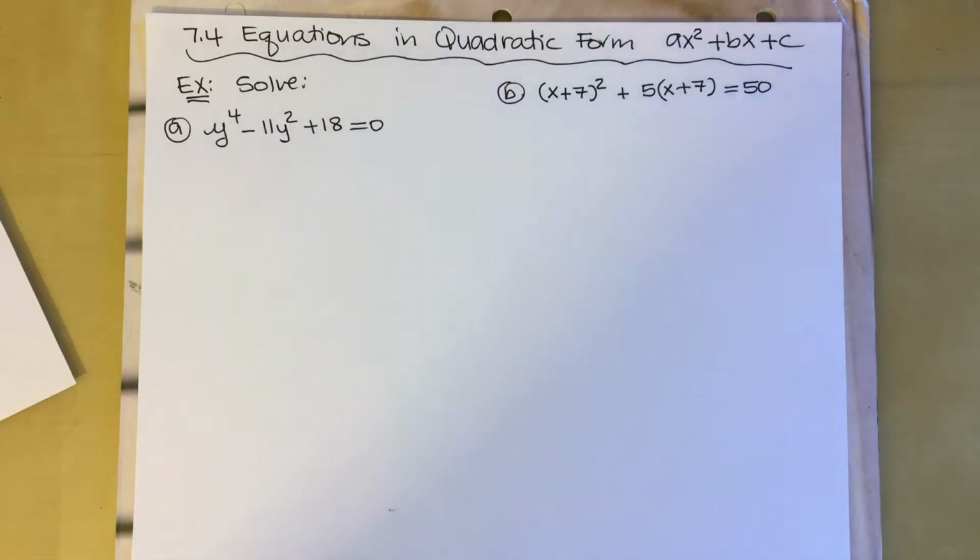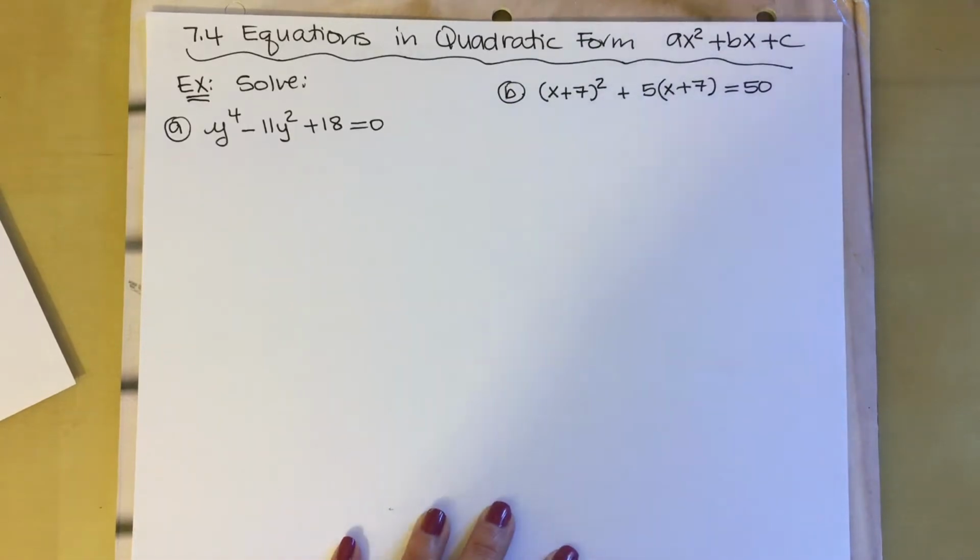Section 7.4, Equations in Quadratic Form. So this section involves solving equations that don't look like they are quadratic, but actually they are quadratic, and we can, for the most part, solve them by factoring.